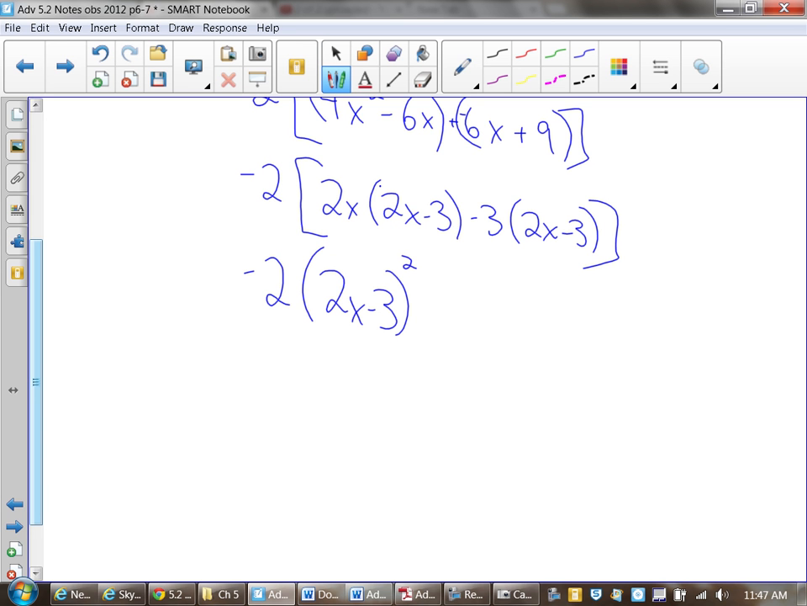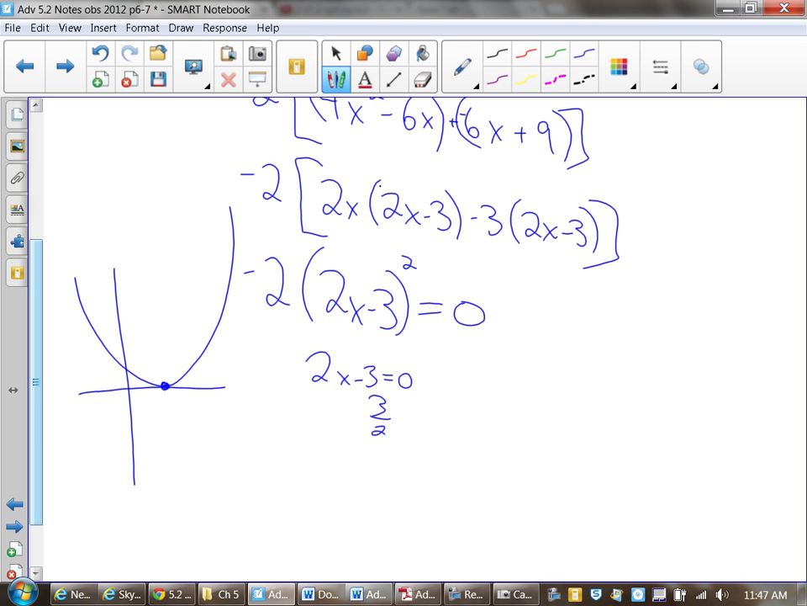Remember, the only thing that changes now, if you throw that equal to 0, the whole problem was equal to 0 all the way down. The only thing that's different is the very last step. You set it equal to 0 and solve it. In this case, since it was squared, it just means it's the same thing twice. So 2x minus 3 is 0, so it's 3 over 2. That's your 0. This parabola only touches the axis at one spot. Okay? It only has one solution.